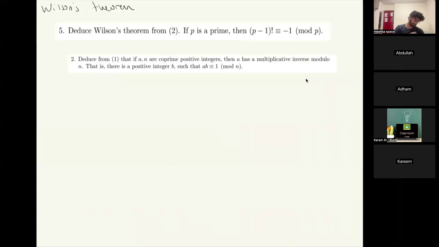I was going to do this later, but I think it's okay. We can do it now. So what is Wilson's theorem? It says P is prime, and if I take P minus 1 factorial, I get minus 1 mod P. So how do you prove this?